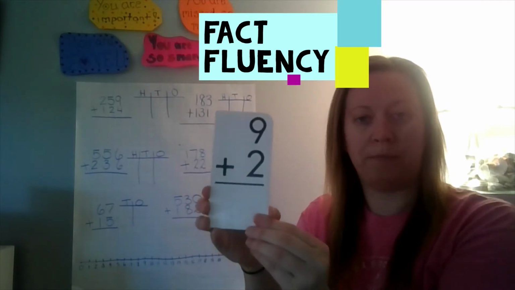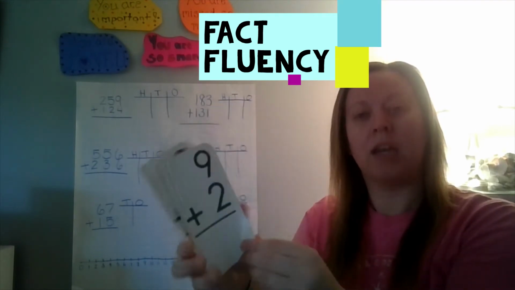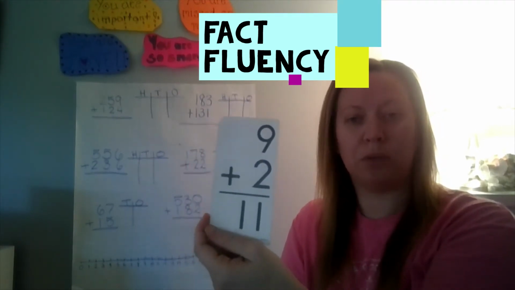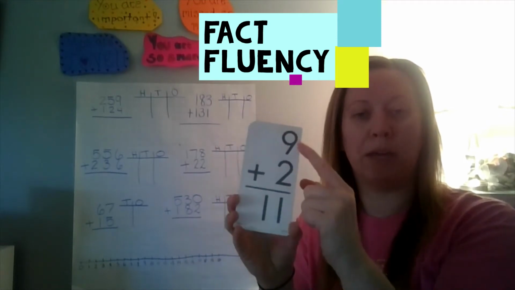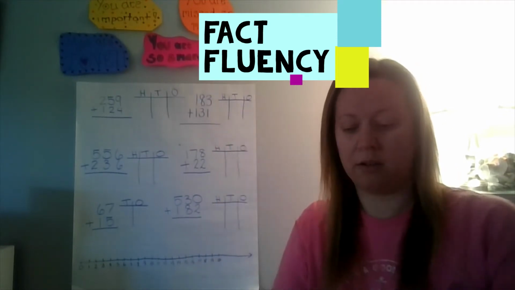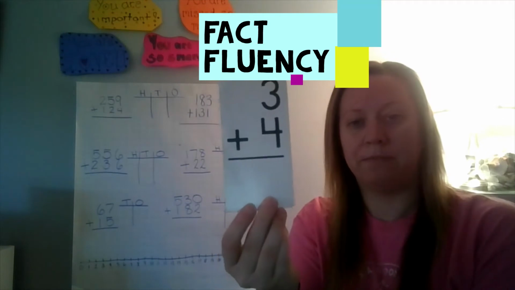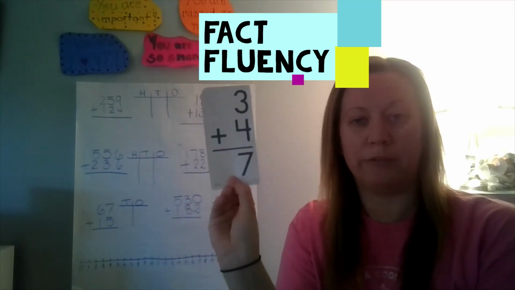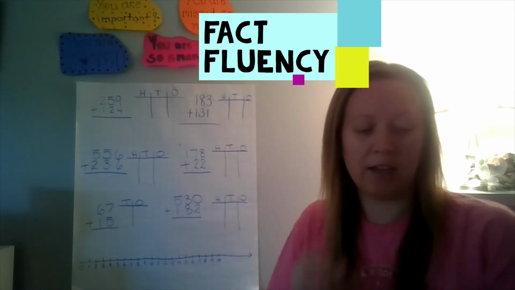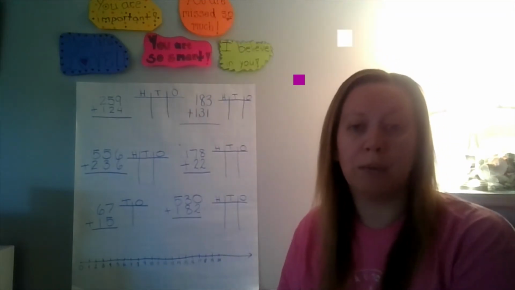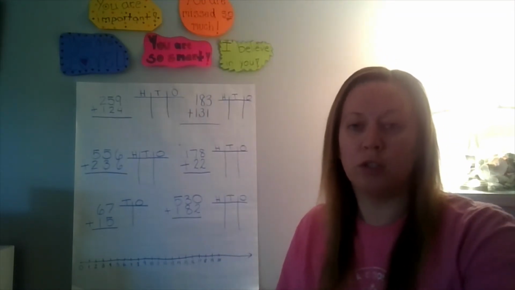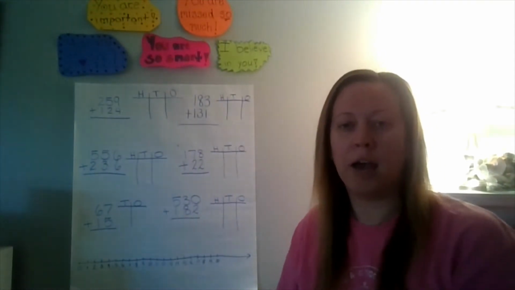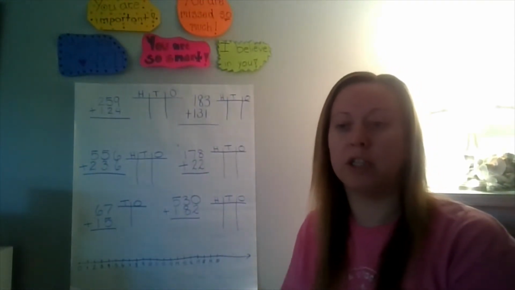2 more. 9 plus 2, 9 plus 2 equals 11. Once again, start at your big number 9, go 10, 11. And last one, 3 plus 4. 3 plus 4 is 7, okay? Good, so that just got your brain warmed up a little bit. Now you're ready to do some actual carrying of some numbers.